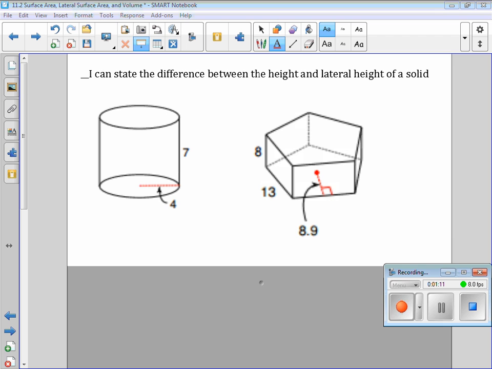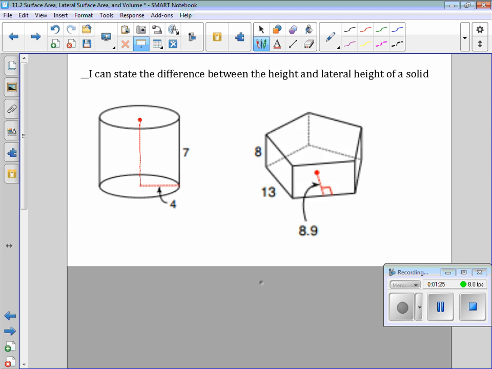Let's continue. One of the I can statements that you're going to have to do is tell the difference between a height and a lateral height, okay? These three-dimensional shapes don't have a lateral height, although it's kind of like one and the same. So this is the height of this cylinder. It's typically given. It's the same as the outside length, okay? So these would be the same thing.